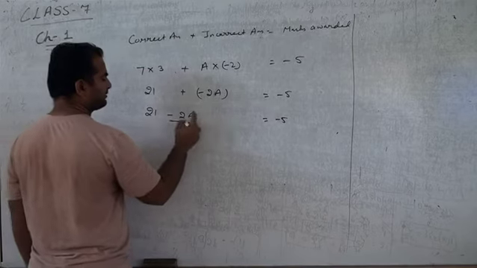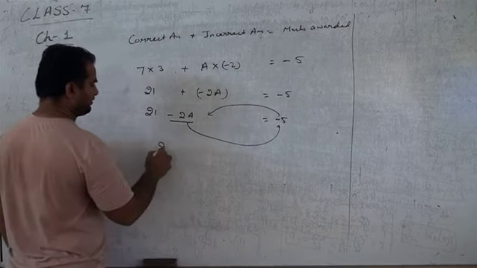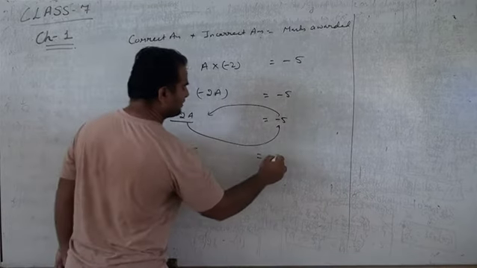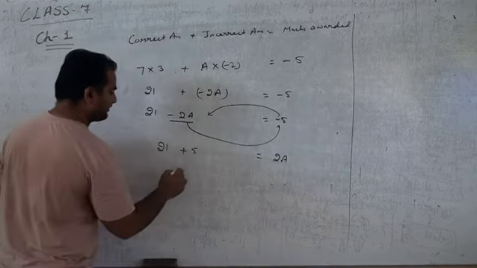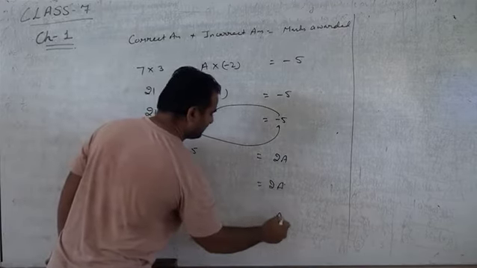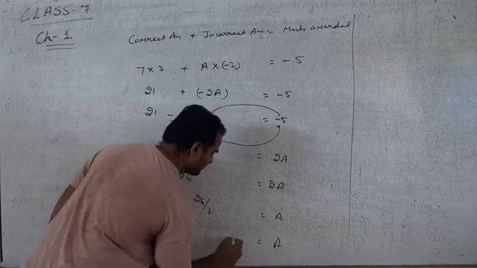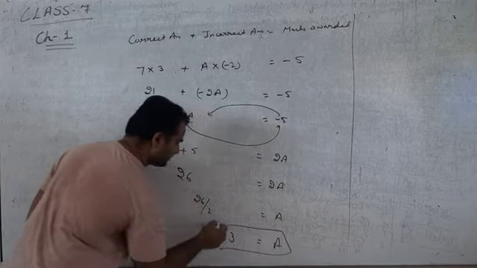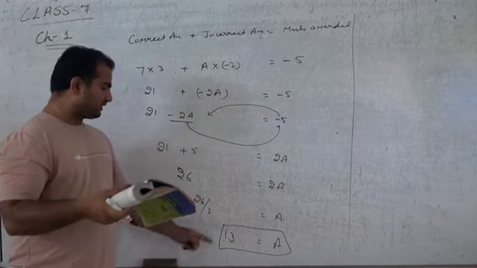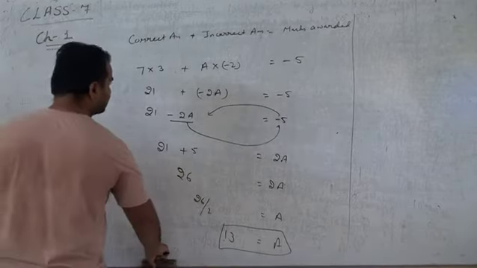We can move this 2A to that side and this 5 to this side. It will be 21 plus 5 equals 2A. 21 plus 5 equals 26, which equals 2A. A will be 26 by 2, so A equals 13. So Mohini got how many questions incorrect? 13 incorrect questions. Now let's move to our next question.